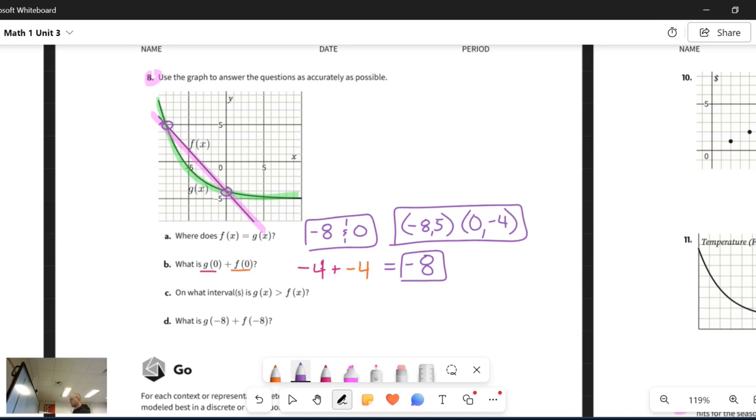For the next piece, for problem C, it's saying on what intervals is g of x greater than f of x? It's saying when are the y values of green greater than the y values of pink? And for me, I'm seeing that in two different spots. I'm seeing that once we get past here and once we get past here. Because if I move to the right over here, green is higher than pink, green is higher than pink. But we need to write that in interval notation. So when we do that, we always move from left to right.